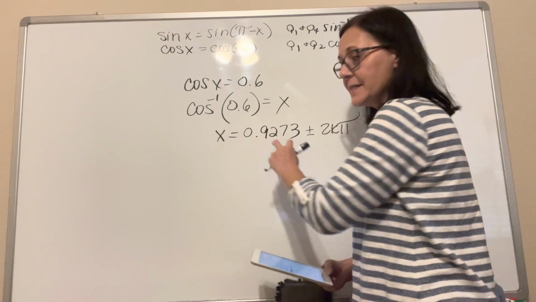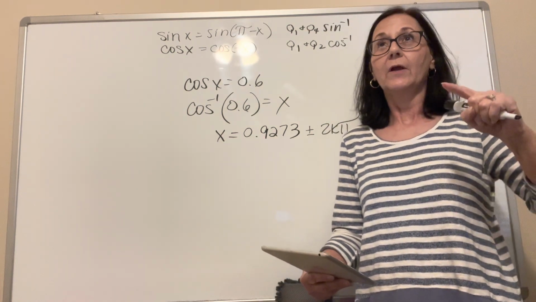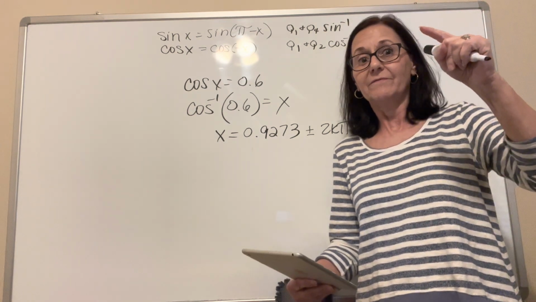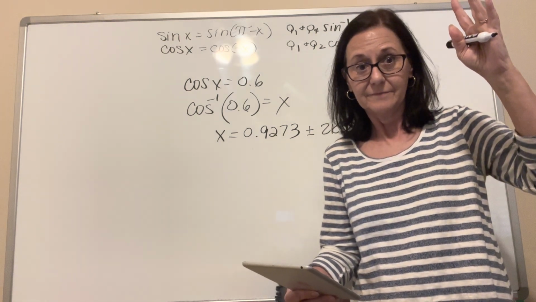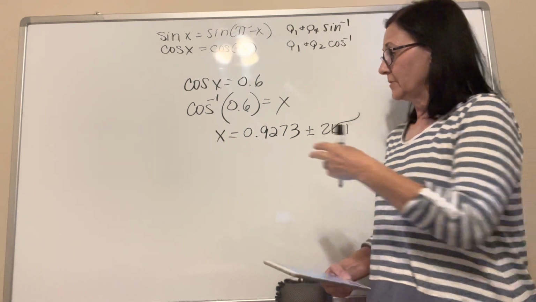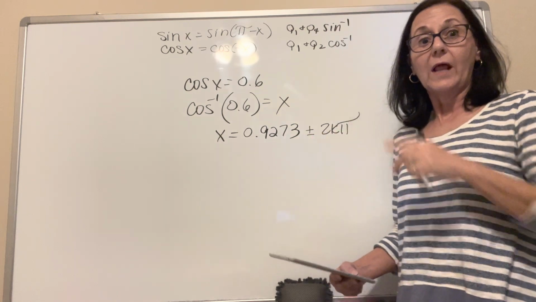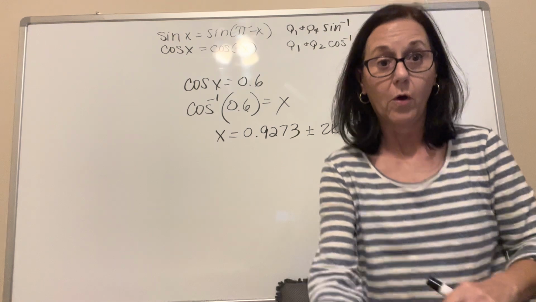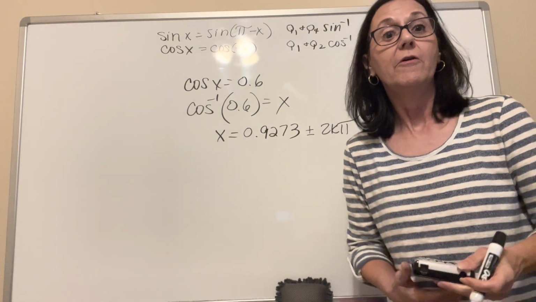This value is in quadrant 1 because quadrant 1 goes from 0 to half a pi. Well, if pi is 3.14, then half a pi is 1.57, about. So it is between 0 and 1.57. That is in quadrant 1. Well, I know that there's also a value in quadrant 4 because the cosine is positive in quadrant 4.